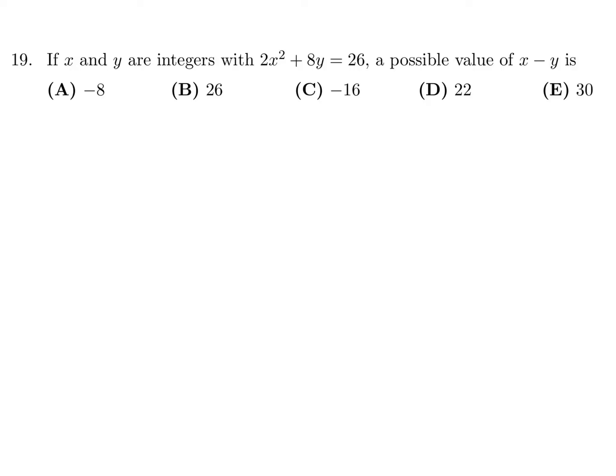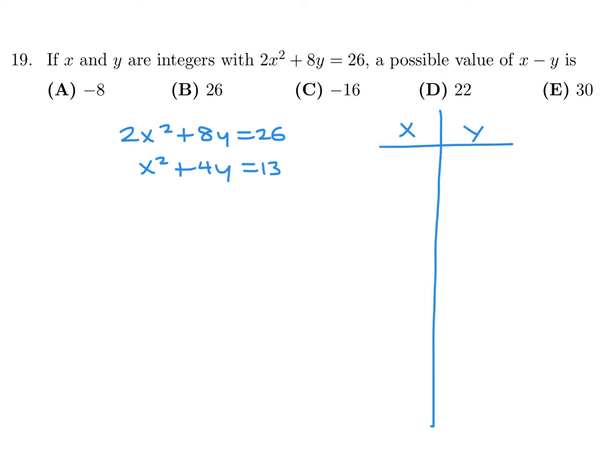If x and y are integers with 2x squared plus 8y is 26, a possible value for x minus y is. All right. So we got 2x squared plus 8y is equal to 26. The first thing I'm going to do is divide through by 2, and then that makes it a little bit simpler. Unless there's some simple way, this is going to be one of those time-consuming things where you just have to sub in values and see what you can get, first of all, for x and y as integers, and then figure out what x minus y will be.